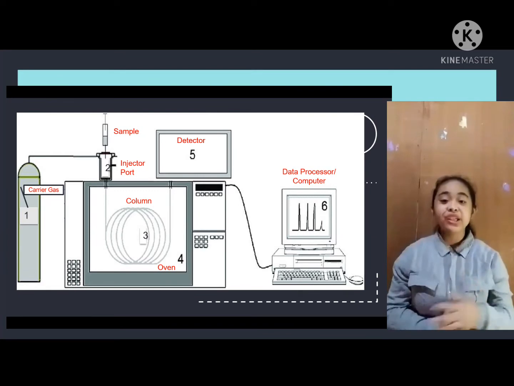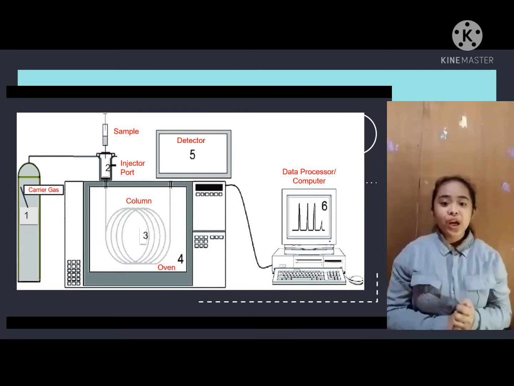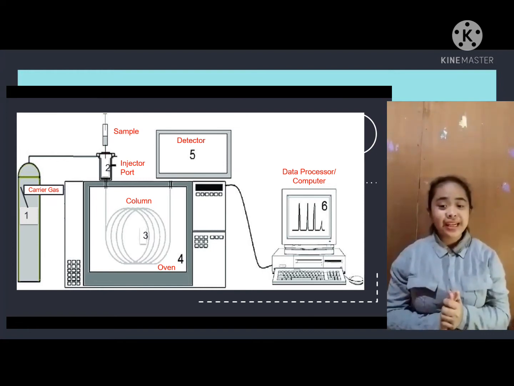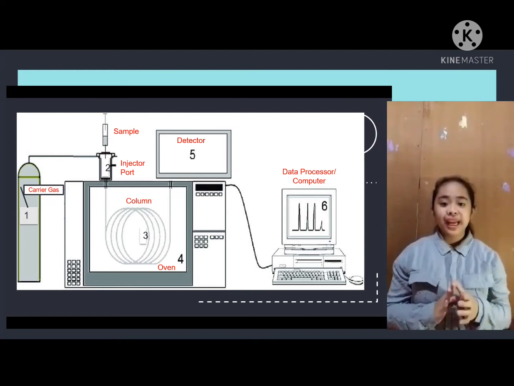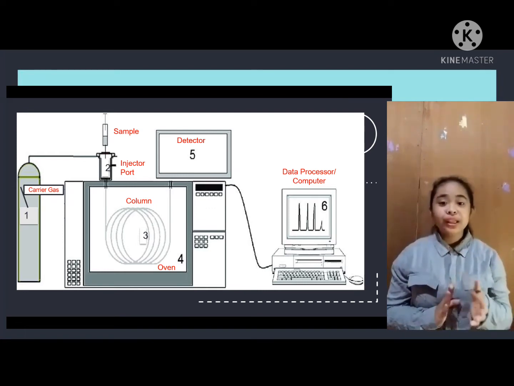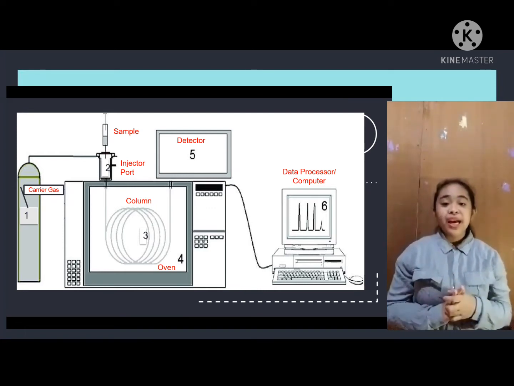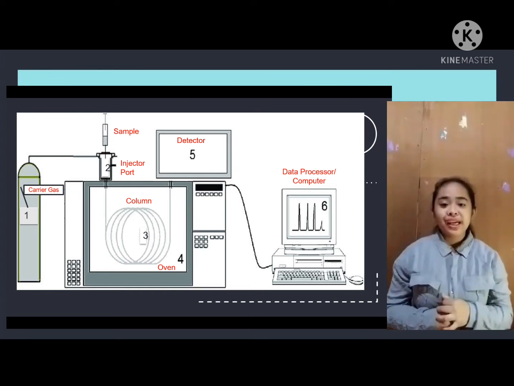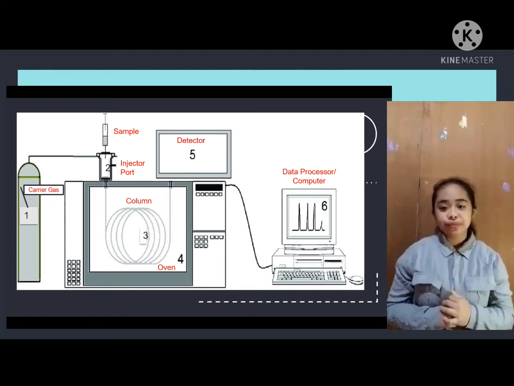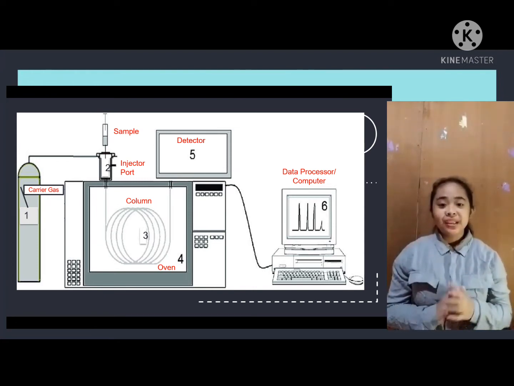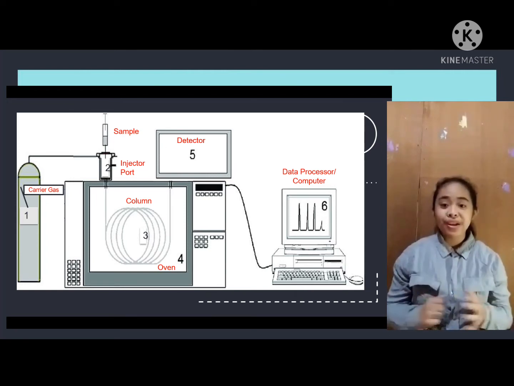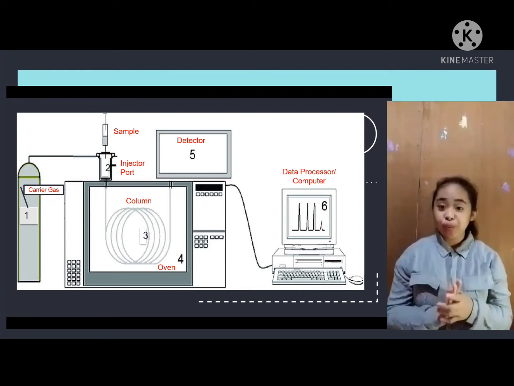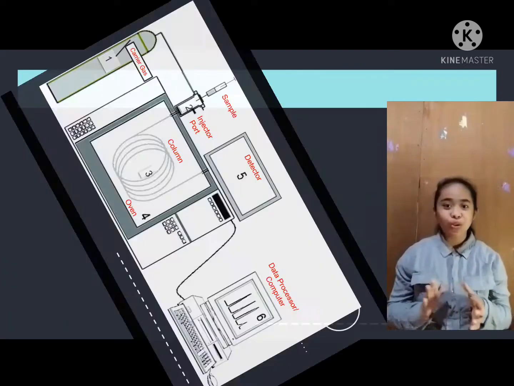Here we have a diagram of gas chromatography. We have the carrier gas as the mobile phase, the sample needed in the analysis, the injector port to deliver the sample to a column, and we have the column where separations occur, and the oven as a thermostat for the column. We also have the detector to register the presence of a compound in the column, and the data processor or computer to record and display the chromatogram.